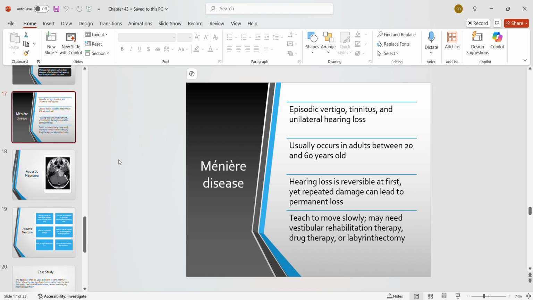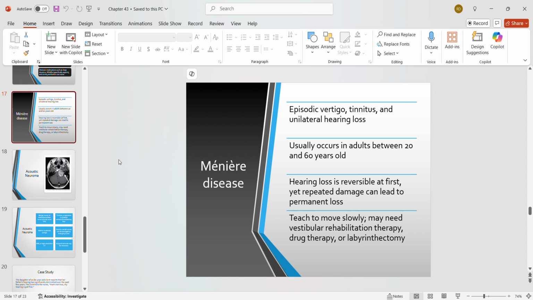This is an inner ear disorder. It causes vertigo, which is a spinning sensation, and tinnitus, which is ringing in the ears. It can lead to hearing loss, a gradual hearing loss, unilateral, usually on one side, and a feeling of fullness in the ear.